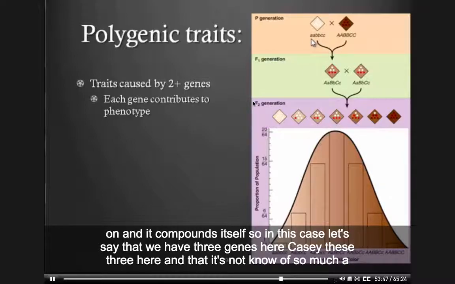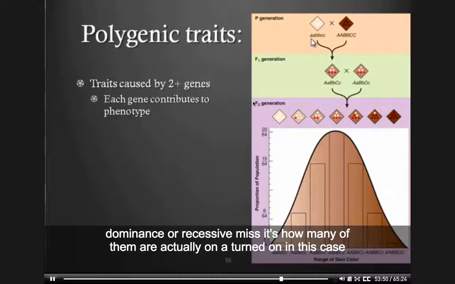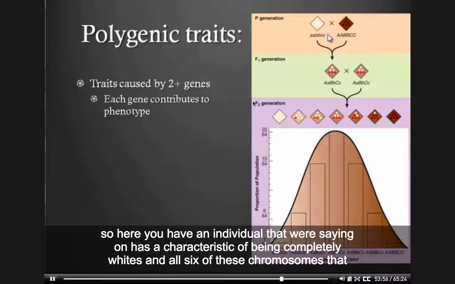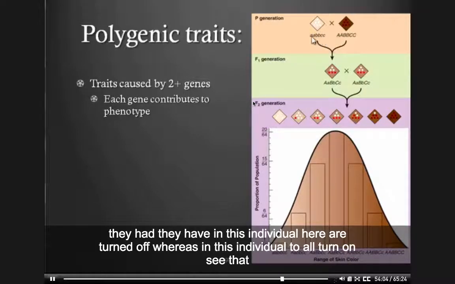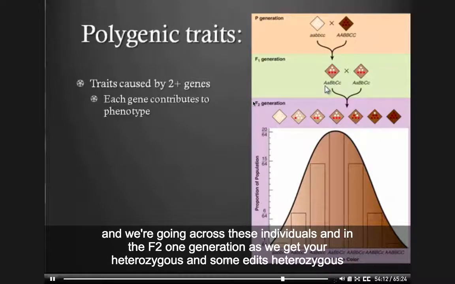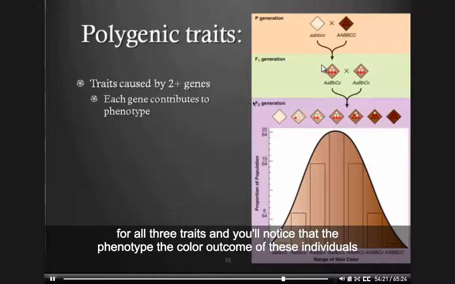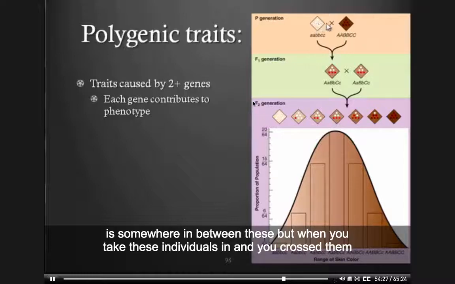And it's not so much dominance or recessiveness, it's how many of them are actually turned on in this case. So here you have an individual that we're saying has a characteristic of being completely white, and all 6 of these chromosomes that they have in this individual here are turned off, whereas in this individual they're all turned on. See that? And we're going to cross these individuals, and in the F1 generation, that's where you get your heterozygote. This is somebody that's heterozygous for all 3 traits. And you'll notice that the phenotype, the color outcome of these individuals is somewhere in between these.